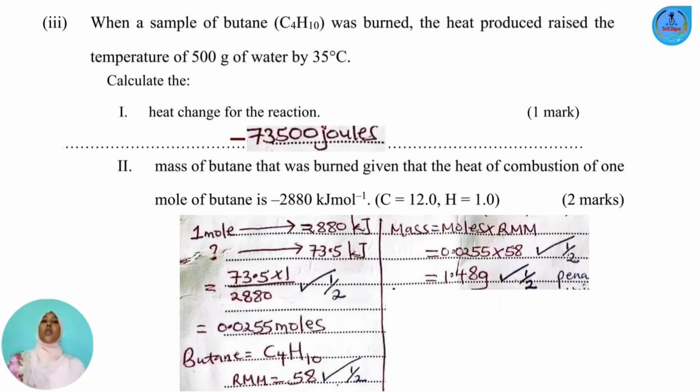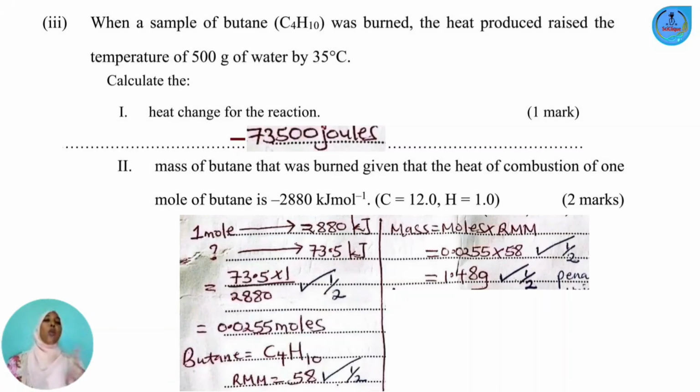Now, I would like to say this at this point. The answer that we got in Roman 1 is in joules. So for us to proceed, you need to have these two having the same units. You can decide whether they have the same unit as in joules or kilojoules. Either will get you towards the right answer. But you cannot use one in joules and the other in kilojoules. You will end up having the wrong answer. So let us use that in kilojoules, okay? So tumesema 73,500 divide in kilojoules will give us 73.5. Haya tuanze.